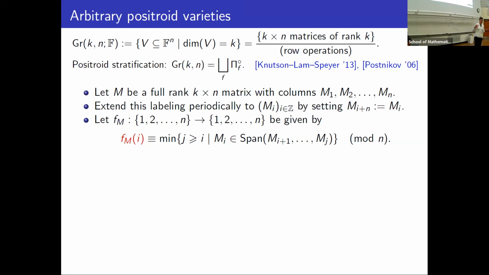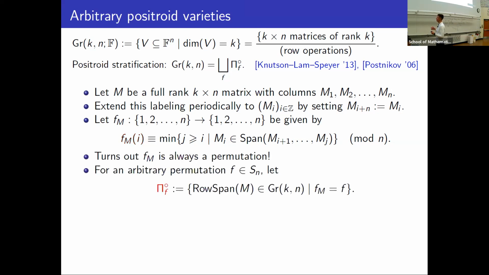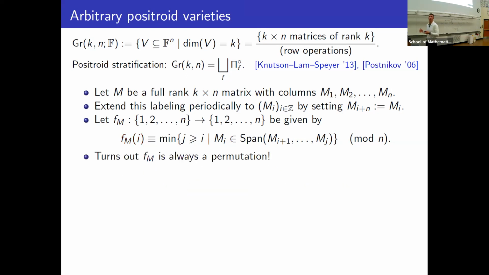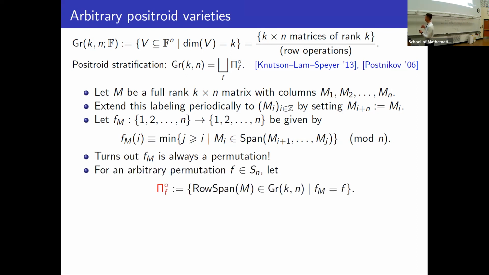So you get a map from 1 up to n to 1 up to n associated to every matrix, and it's invariant under row operations. Another cool fact is that this map is a permutation. This is non-trivial to see, but for every full rank matrix, you do get an honest permutation. Modulo some details about fixed points of permutations, which the experts know and the rest of you shouldn't care about, the open Positroid variety is just the set of row spans of all matrices whose associated permutation is equal to f. So these pieces are defined according to the different permutations.